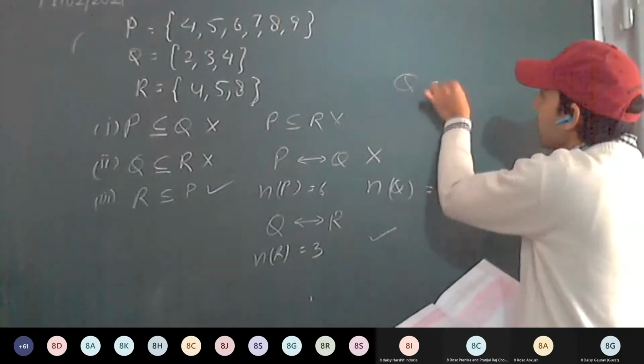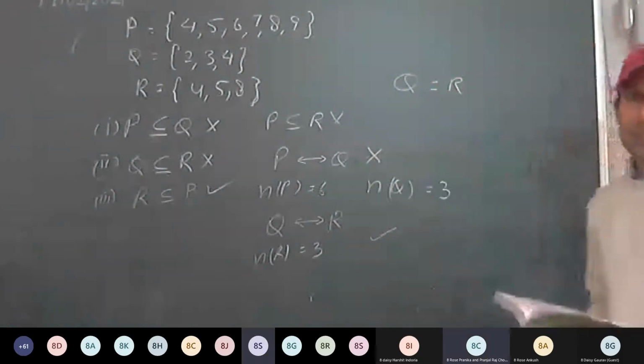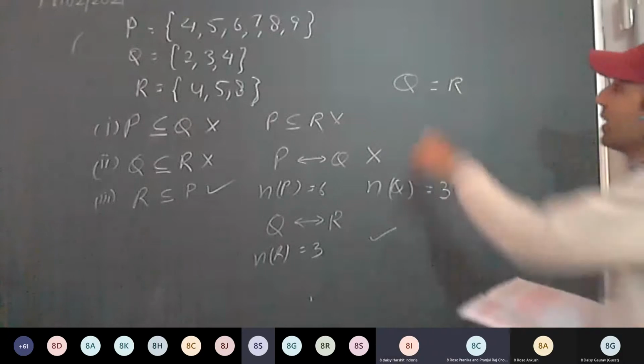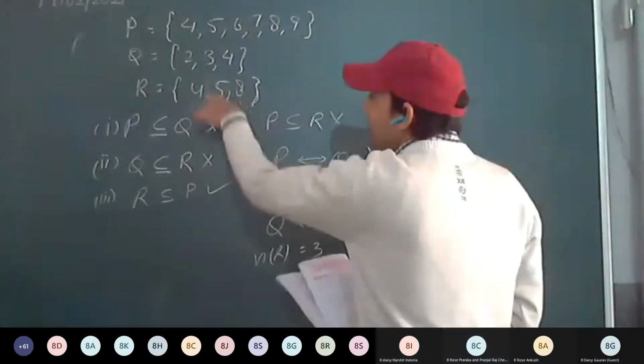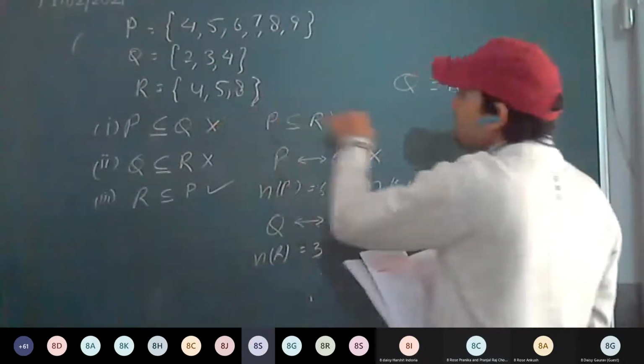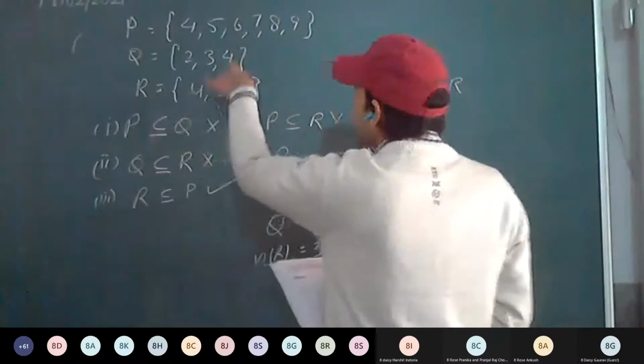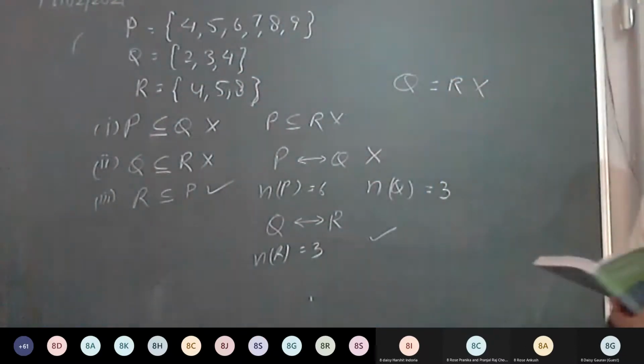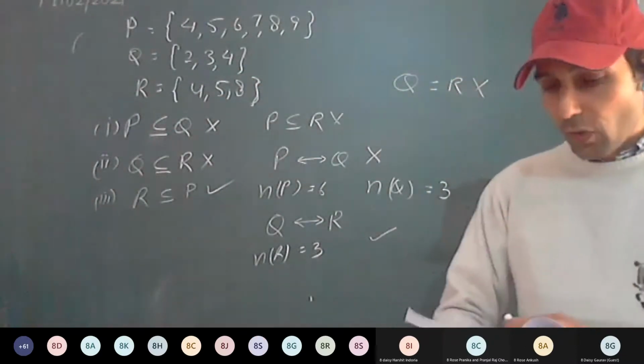Q equal to R. What is this sign for? Equal. It means equal sets. The elements must be the same. Elements are not the same. 2 is here, no 2 is there. So it's false.